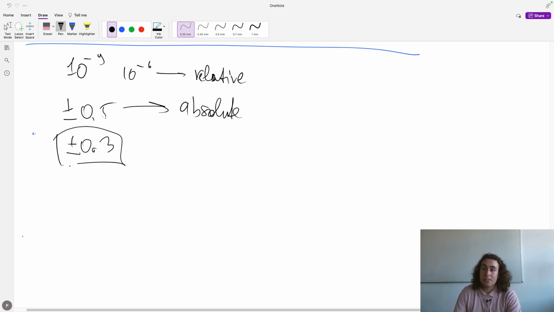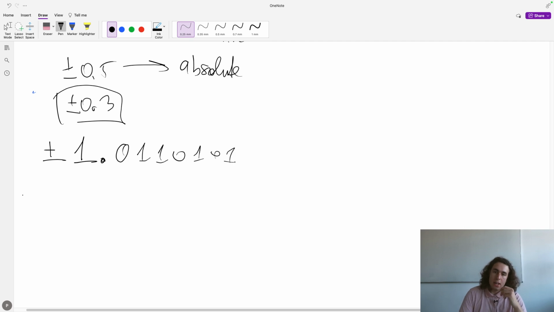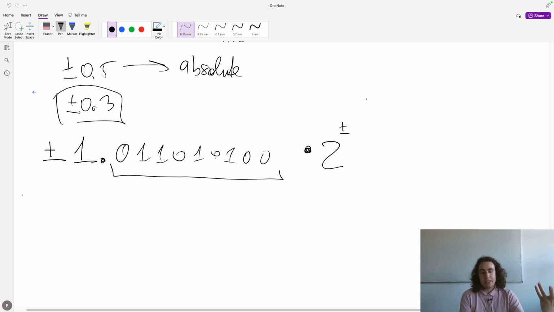Let's quickly talk about how doubles work in C++. We represent every number as plus or minus 1 point something, stored in binary, of course, with some number of bits after the dot, times 2 to some power, either positive or negative, depending on whether our number is less than 1 or more than 1. We represent every value like that.